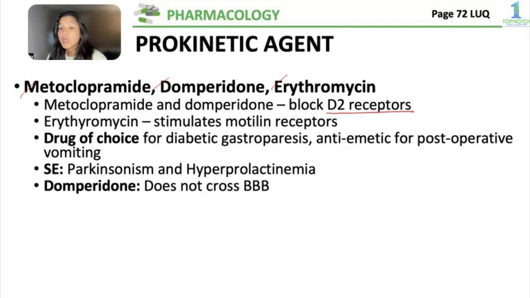Metoclopramide and domperidone are the drugs of choice for diabetic gastroparesis. What again is the pathophysiology behind diabetic gastroparesis? Remember, diabetics typically have some level of neuropathy, and this includes their gastric system.